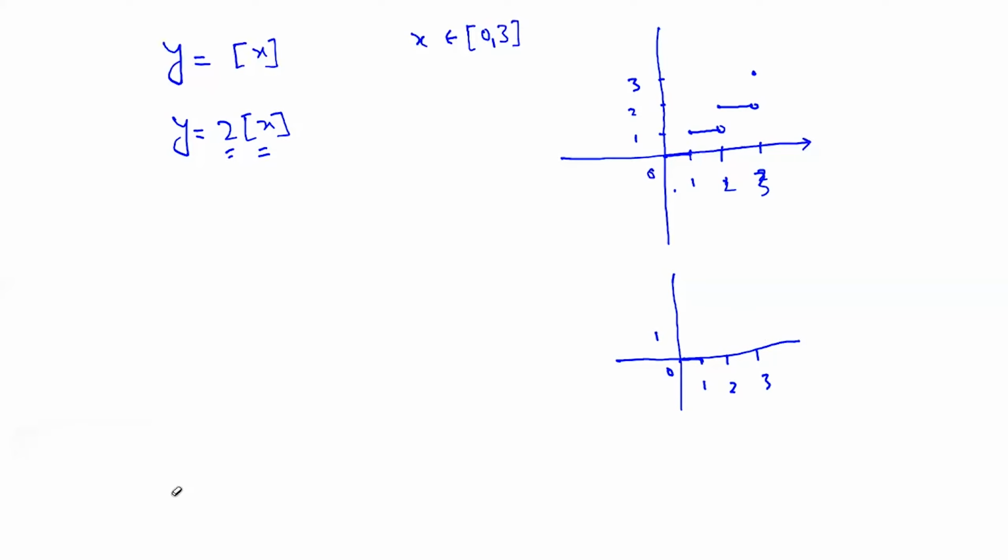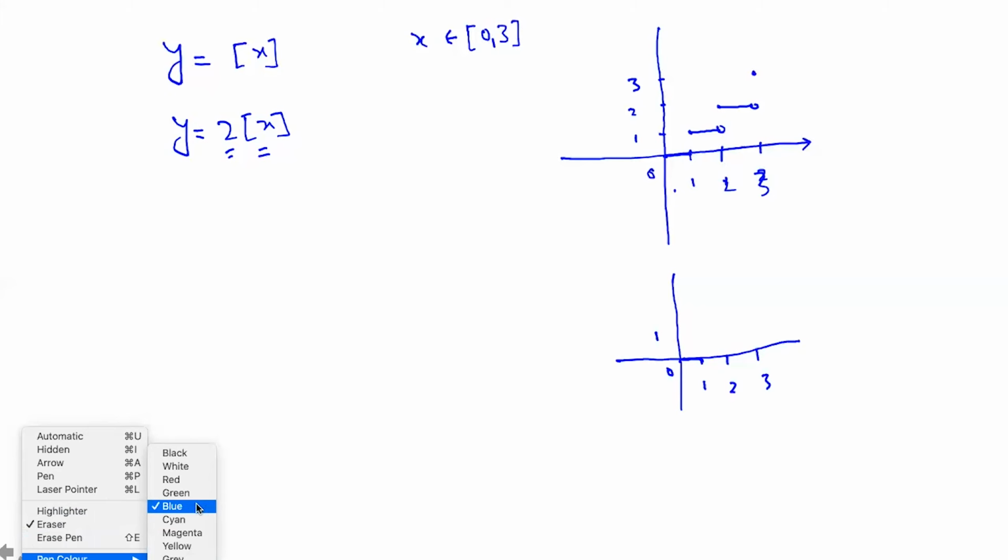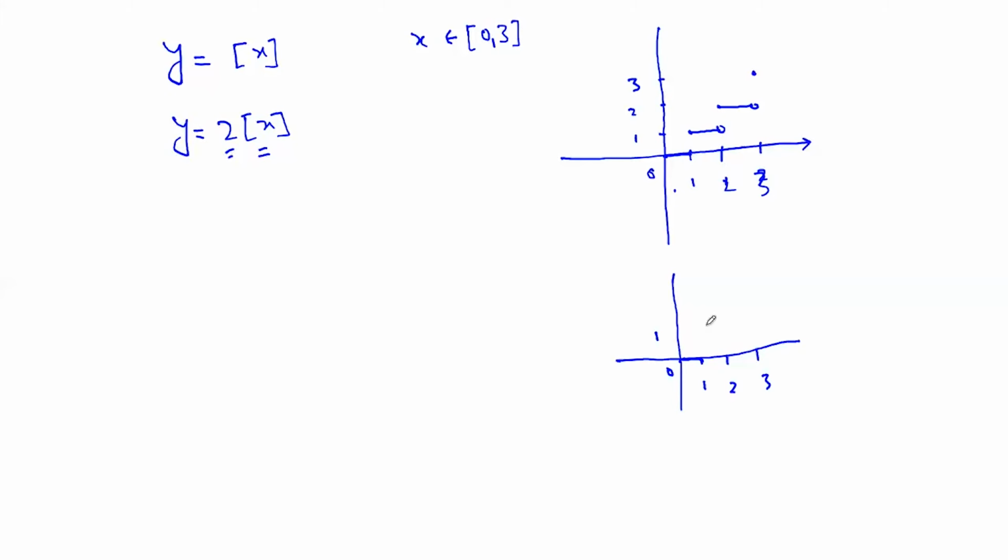At 1, we are getting 1. Now this will be 2 only, right? So this value will be 2, right? At 2 to 3, this value was 2. Now multiplying with 2, we are getting 4. At 3, this will be 6, right?